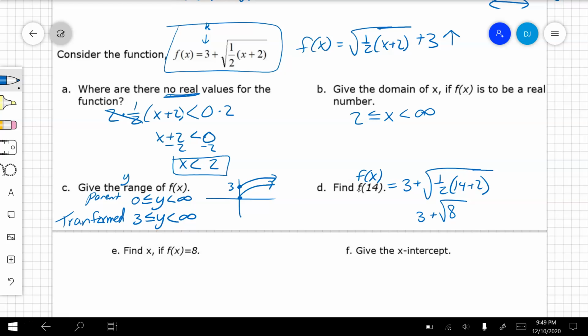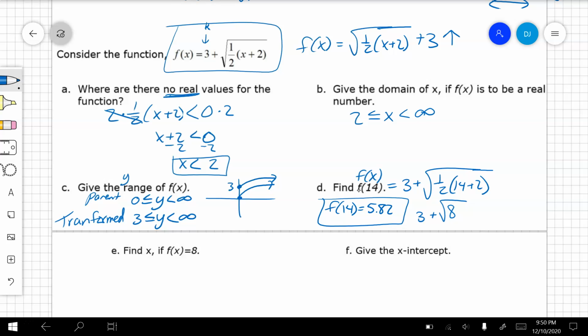I want to double check real quick. Plus 3. Yeah, it is 5.82. But that's going to round that third number up to 3. So we would end up with f of x, or f of 14 equals 5.82. Alright.